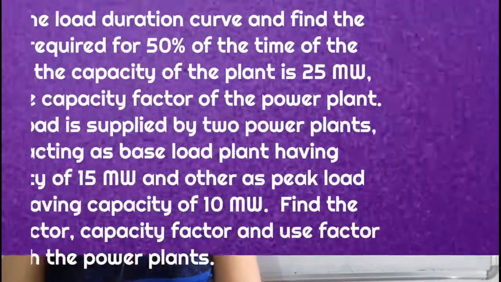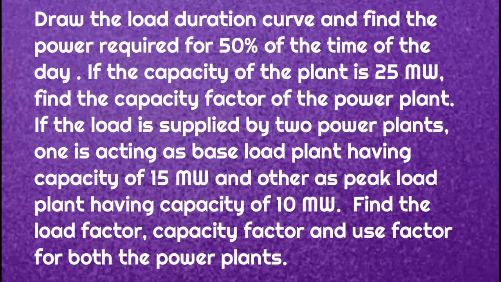Now I will read the question for this table. Draw the load duration curve and find the power required for 50% of the time of the day. If the capacity of the plant is 25 megawatt, find the capacity factor of the power plant. If the load is supplied by two power plants, one acting as a base load plant having a capacity of 15 megawatt and the other as a peak load plant having a capacity of 10 megawatt, find load factor, capacity factor and use factor for both power plants. So this was the given question.